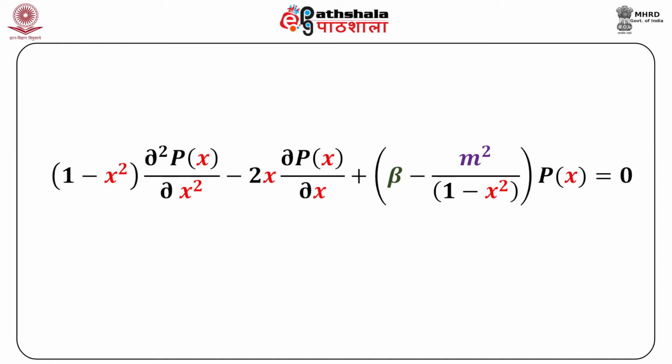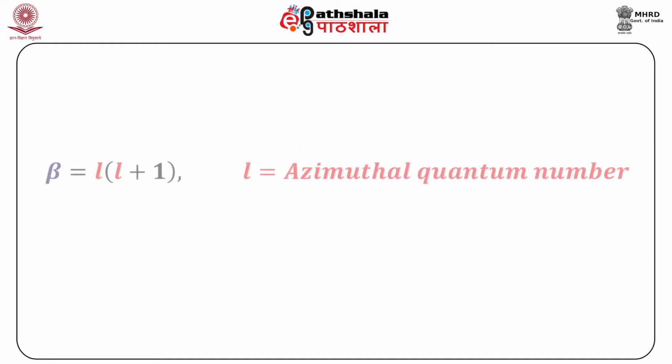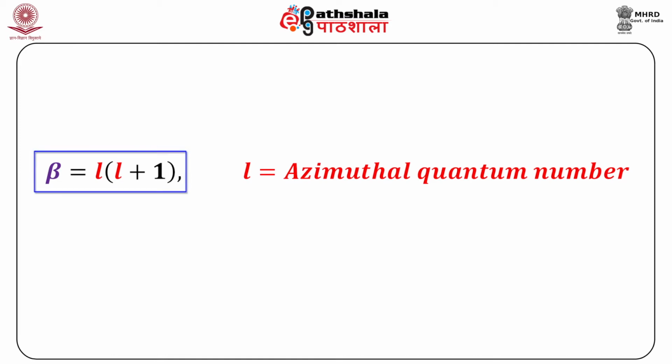You can see that if these substitutions are made, then this theta equation can be very easily transformed into Legendre's equation, and it will become exactly Legendre's equation if beta is substituted to be equal to L into L plus 1.